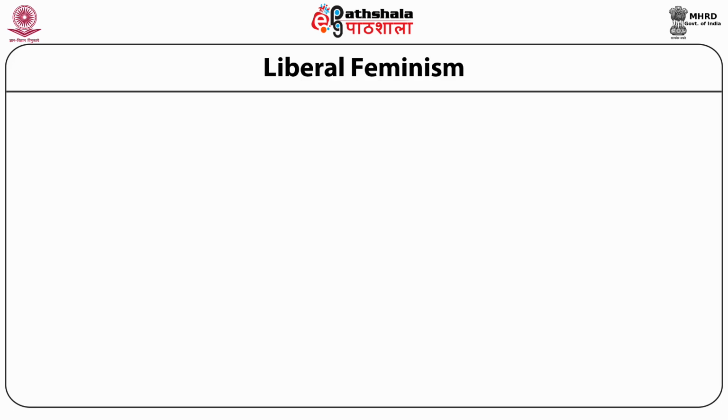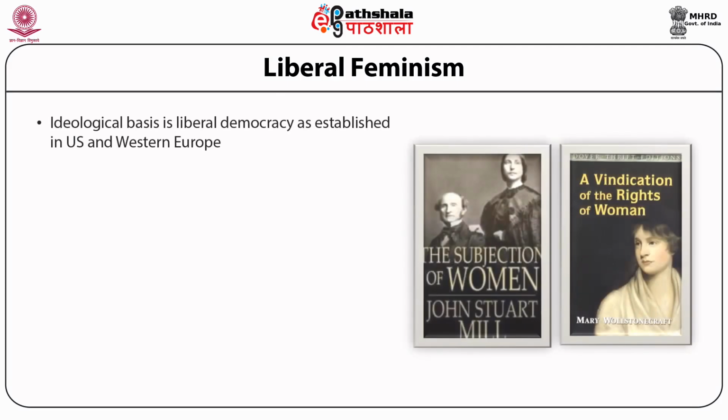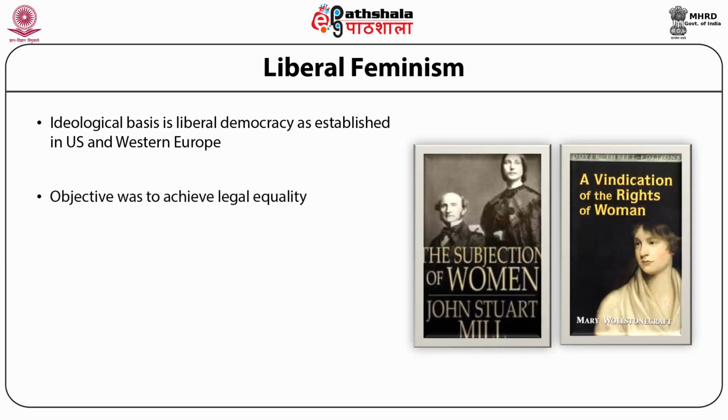and movement. Liberal feminism draws its ideological force from the philosophy of liberal democracy, and this stream of feminist thought came to be established in United States and the countries of Western Europe. The major theme of liberal feminism was gender equality, as a result of which feminists in this particular stream primarily struggle to achieve legal equality, as a result of which they made strong claims for civil and political rights. So, liberal feminism primarily talks about civil and political rights.